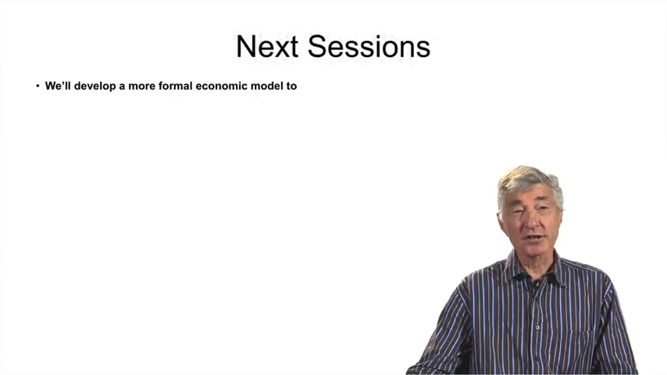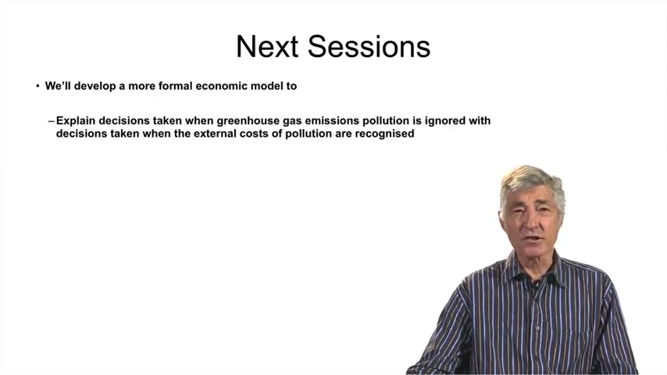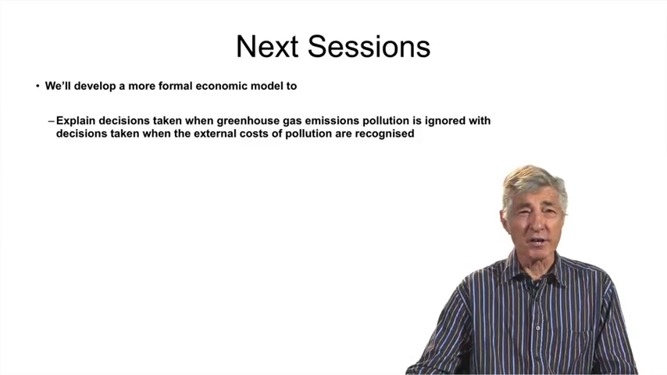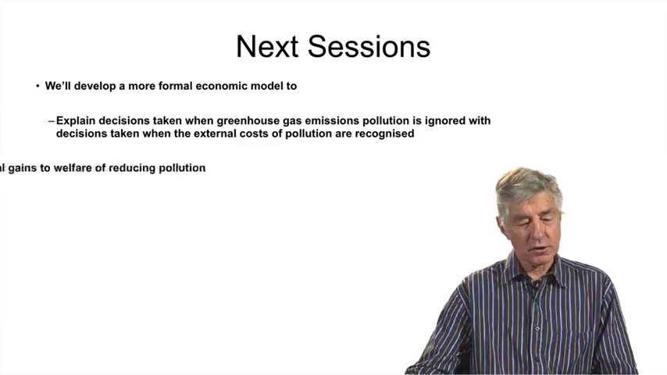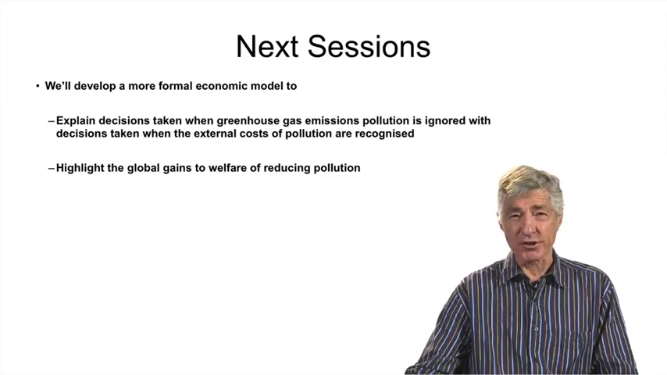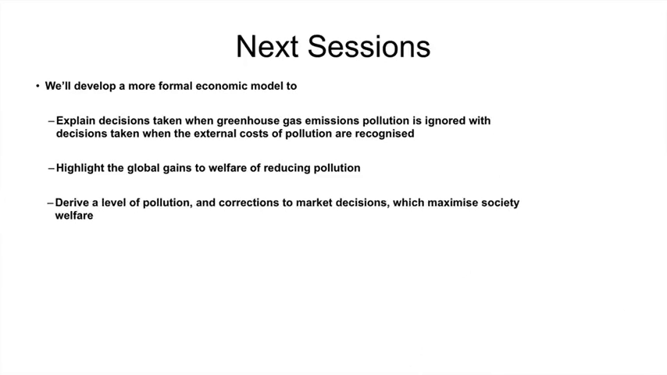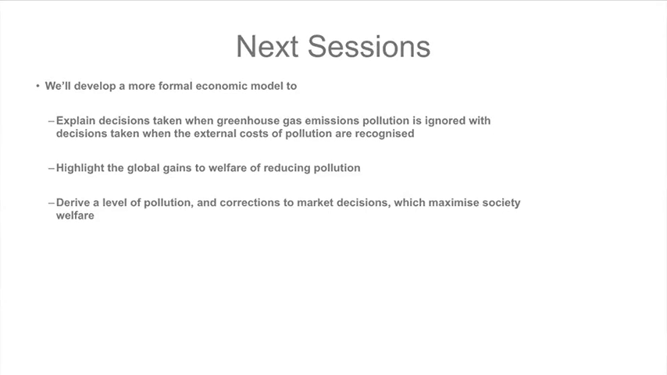So what we're going to do in the next session is develop that model in a more formal way, and we're going to use that model to see how decisions actually change. So we'll compare decisions where we don't recognise greenhouse gas emissions and when we do. We'll highlight that society can actually gain by reducing its pollution. So in aggregate, there's a net gain, but of course there will be some losers. And we'll even go further. We'll actually derive the level of pollution which would be the best from society's perspective.